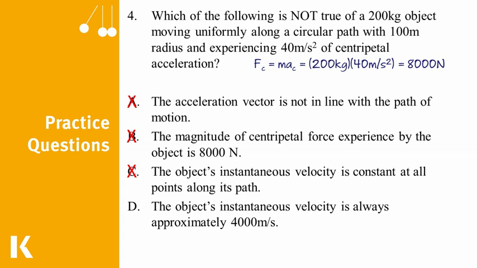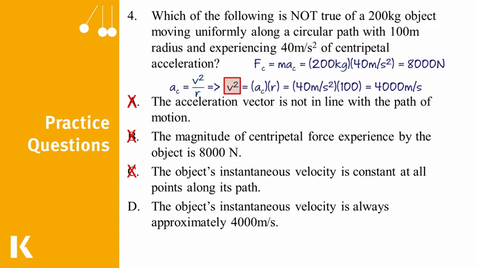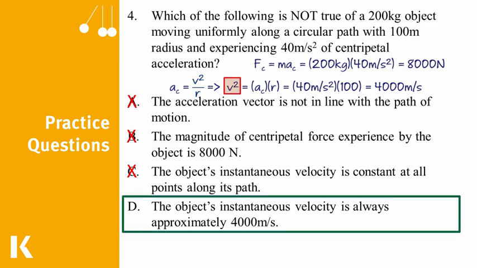D, on the other hand, is definitely a miscalculation. If centripetal acceleration equals 40 meters per second squared, and we know the formula for that is v squared over r, then 40 times the 100 meter radius equals 4,000 meters per second. However, we must take the square root of this value to find the velocity. So D is our correct answer.